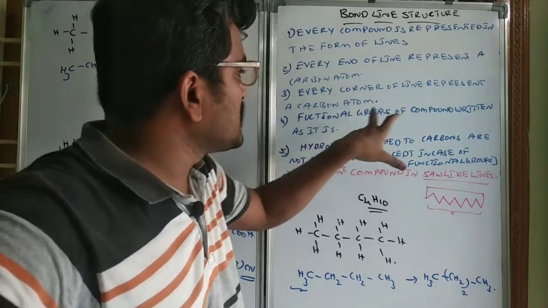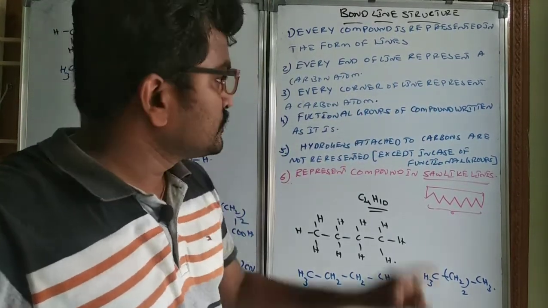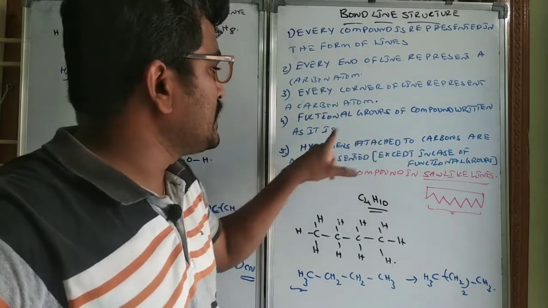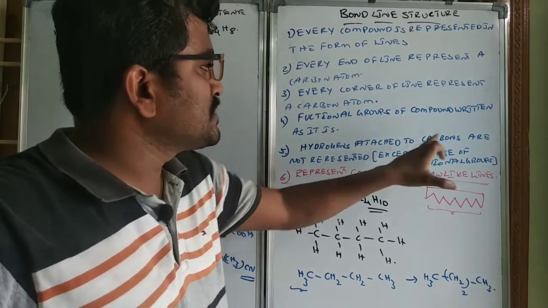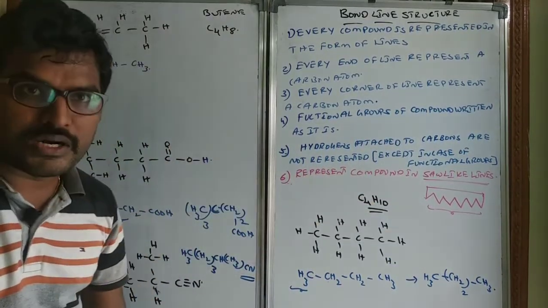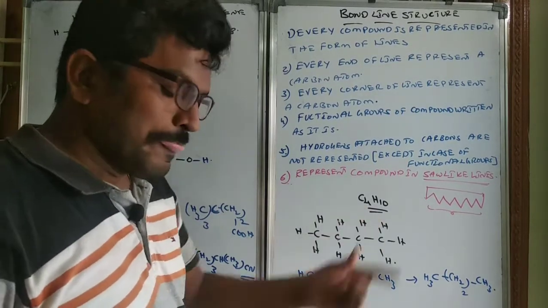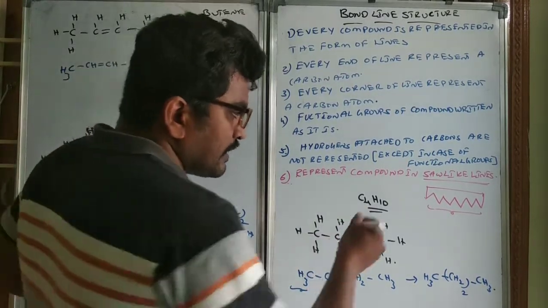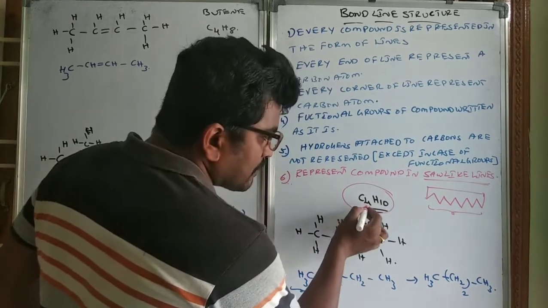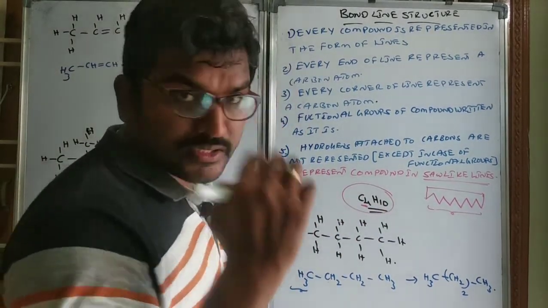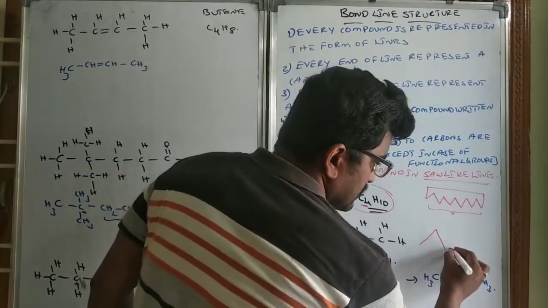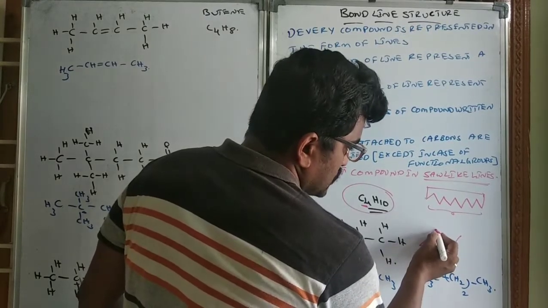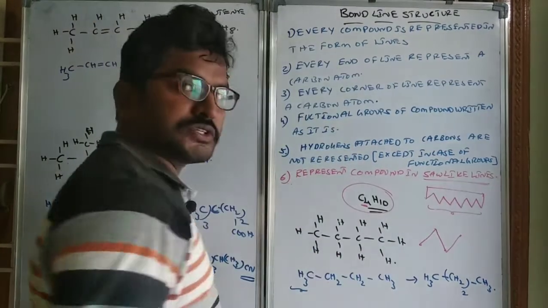Every corner also represents a carbon atom. Functional groups of a compound are written as they are, and hydrogens attached to the carbons are not represented. Let me tell you, butane. If you see butane, how many carbons are there? 4 are there. So 1, 2, 3, 4. Finished.